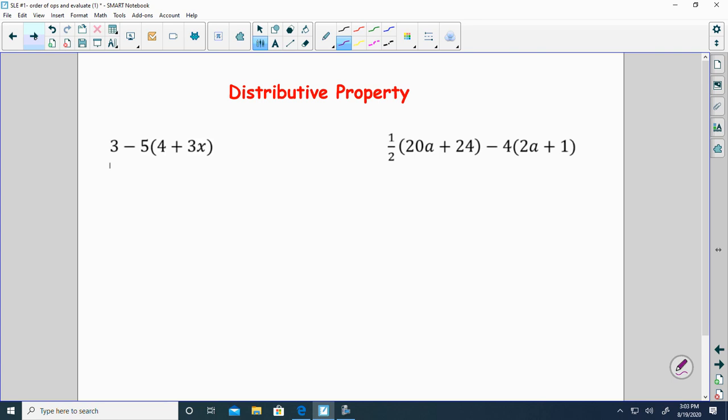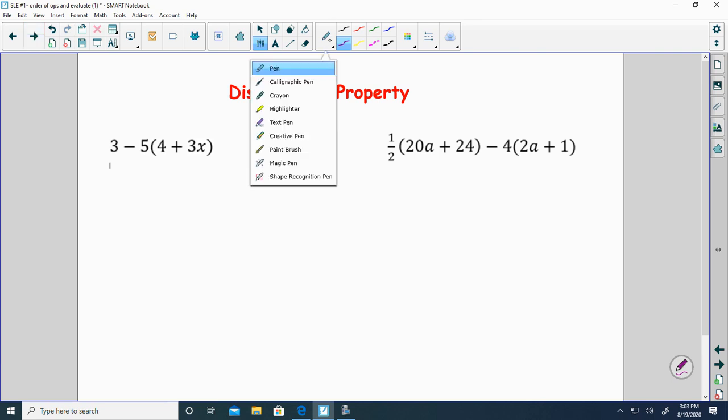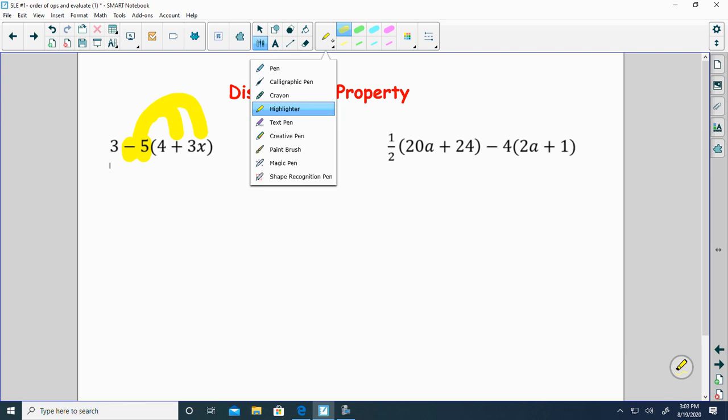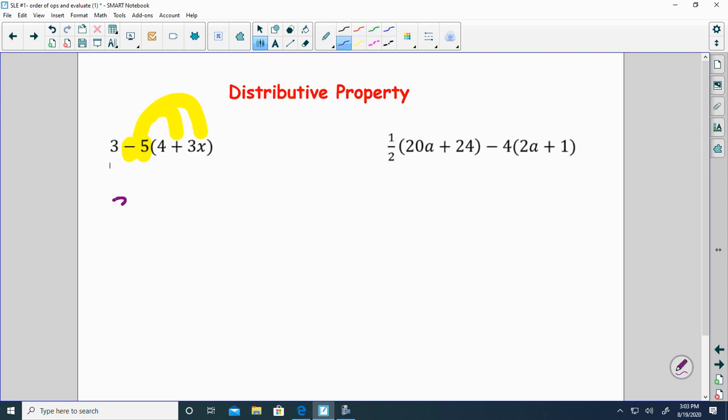When we come across the distributive property, this sometimes can be a little tricky. Okay, I'm going to use the highlighter. Notice I have this negative 5 out in front. So that negative 5 gets distributed to both terms. So the 3 just comes down to the right. Negative 5 times 4 is negative 20. Negative 5 times 3x is negative 15x.